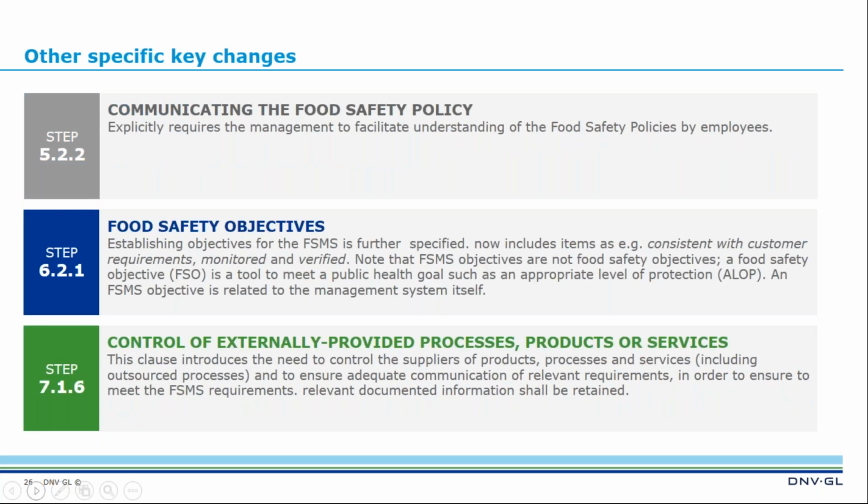Okay. Then the communication of the food safety policy is explicitly explained, requiring you to communicate the food safety policy to all your employees. That is further elaborated in the standard itself. Then the food safety objective. This is further specified that it includes items, for example, consistent with your customer requirements. You have to monitor your food safety objective, and it has to be verified that it is effectively achieved.